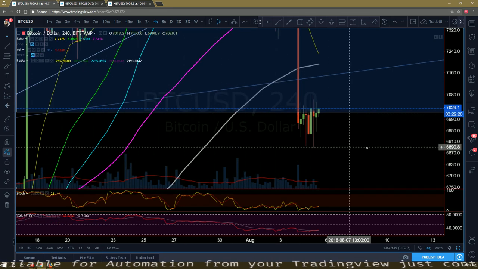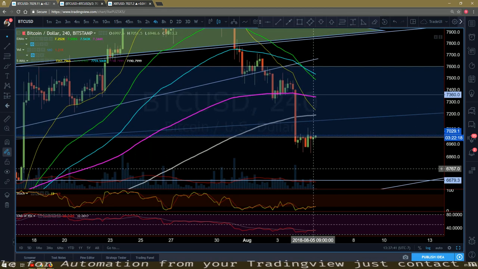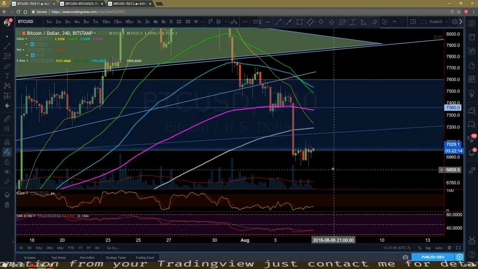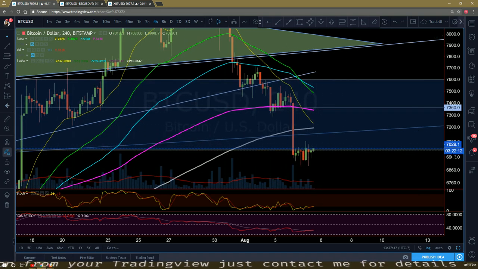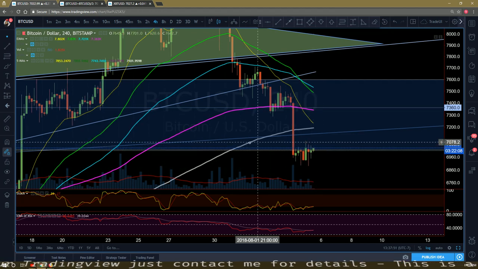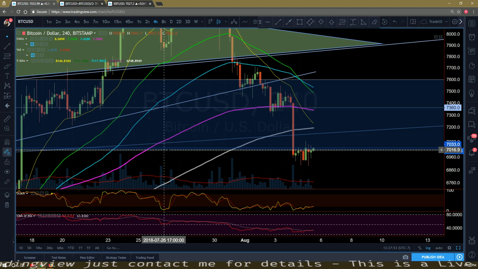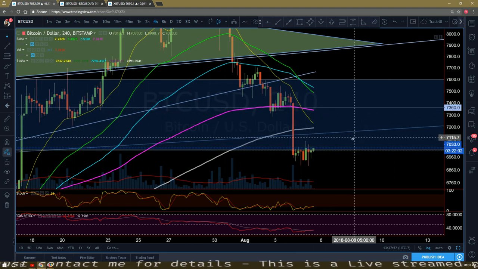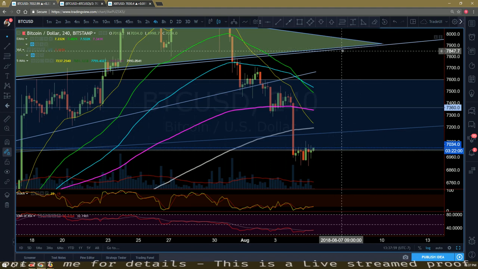I'm done. This is the 4-hour chart. Are we coming back up? We got 4 more hours to close. Will we close this next candle in the next 3 hours and 22 minutes above this crucial resistance line right here? That's going to turn into a support for us. We can start bouncing off of it and head higher till we hit this level.